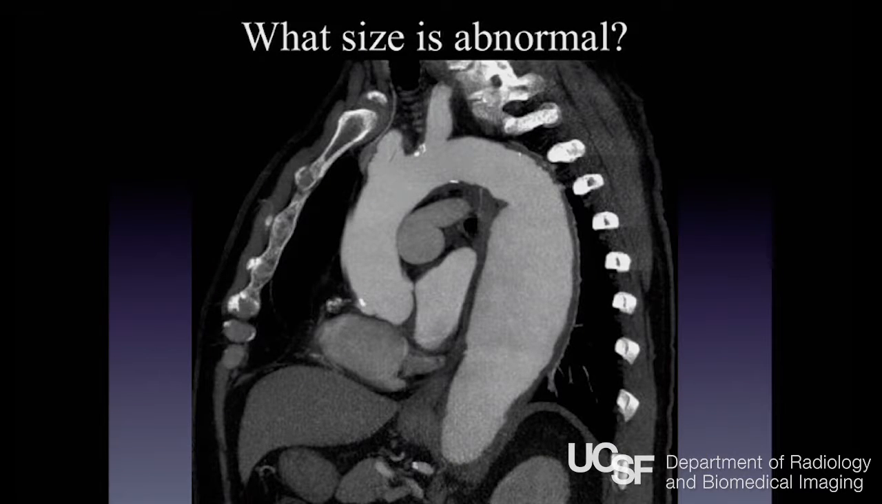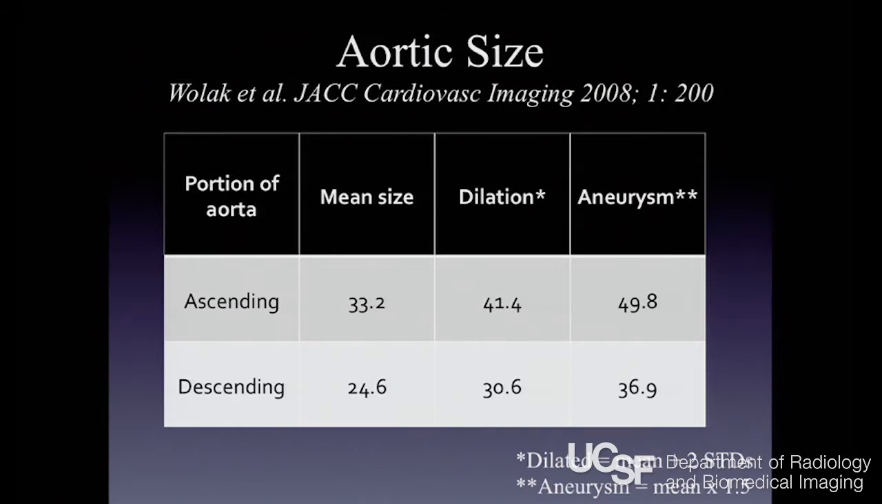So what size do we consider abnormal in the chest? There's a large study that looked at non-contrast CTs and normal sizes, and what they found was the average size of the descending is quite a bit less than the ascending, and dilation is considered 2 standard deviations above the mean. That's abnormal. So an abnormally enlarged ascending aorta is around 4 centimeters or above, and an abnormally large descending aorta is around 3 centimeters or above. The size of an aneurysm is approximately 1.5 times the mean. So you can see aneurysms are considered about 5 in the ascending and a little bit over 3.5 in the descending.